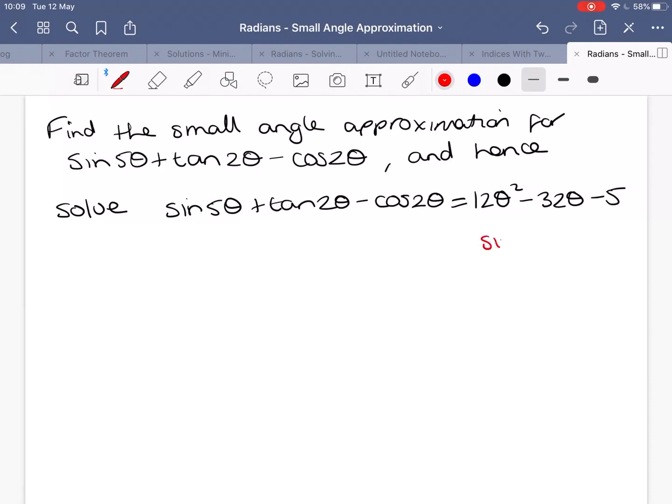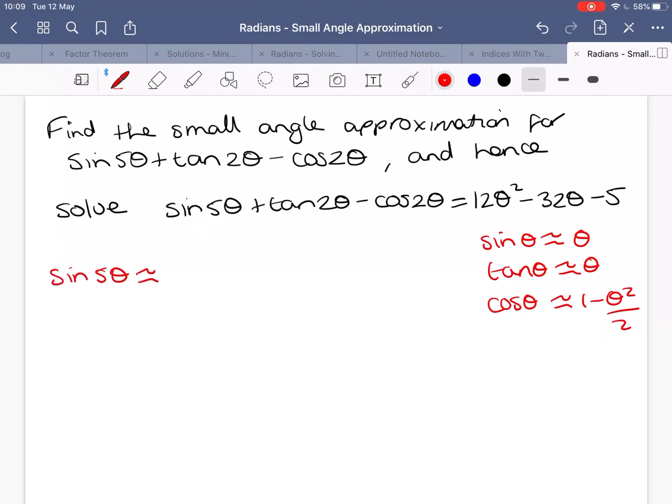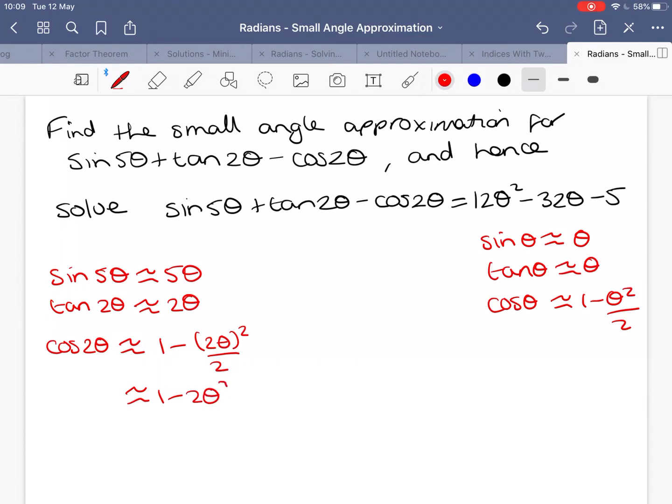So again, I just do this out of habit. Sine theta is approximately theta, tan theta is approximately theta, and cos theta is approximately 1 minus theta squared over 2. So my sine 5 theta is going to be approximately 5 theta. My tan 2 theta is going to be approximately 2 theta. And my cos 2 theta is going to be approximately 1 minus 2 theta all squared divided by 2, which is 1 minus 2 theta squared.